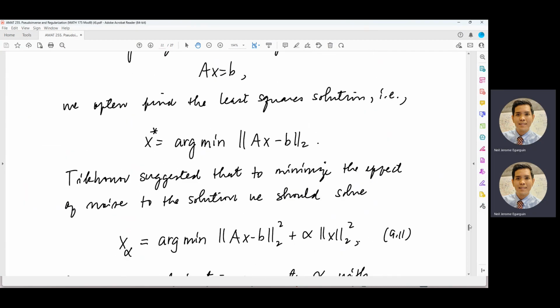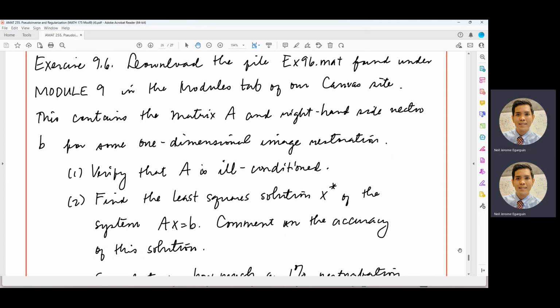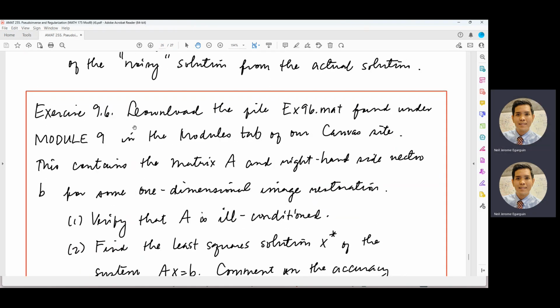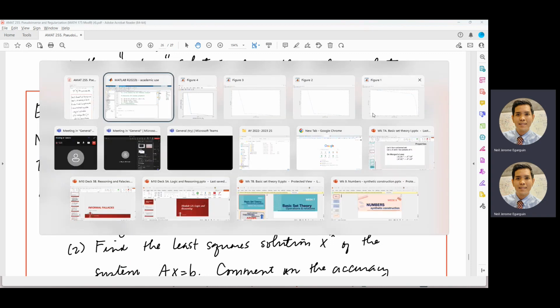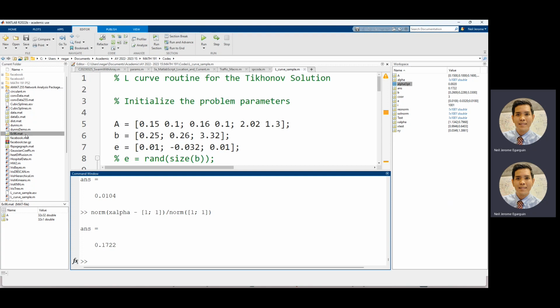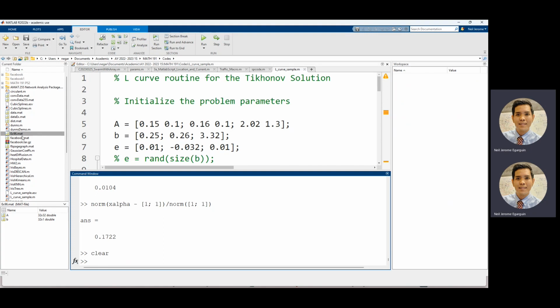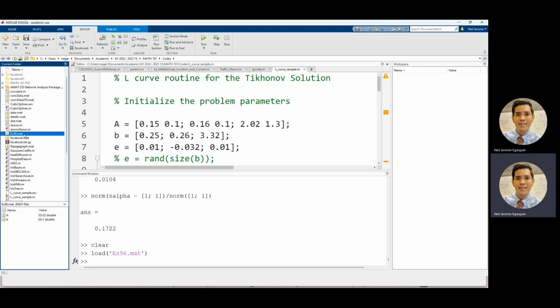Scroll down to the handout. So exercise 9.6. Okay. Now try this one out. I will also upload ex96.mat. That's a MATLAB file that contains the data for this exercise. So let me just clear my workspace. Then I'll load ex96.mat. If you have downloaded the file ex96.mat, you can just double click on it on the left panel, like that, and then that will be loaded into your workspace.